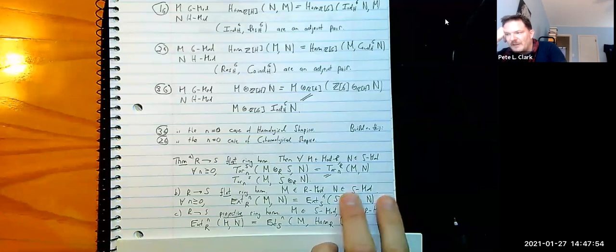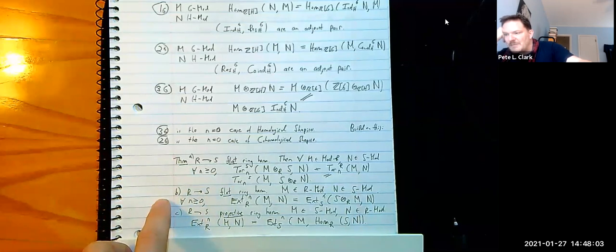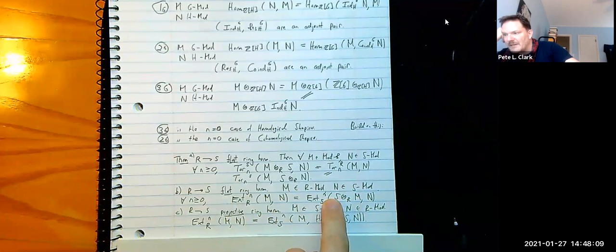And then the second part is an analogous version. So we have a flat ring homomorphism. Now M and N are both left modules. M is a left R module, N is a left S module. And now for all n greater than or equal to 0, we have this natural isomorphism for the Ext group in terms of the tensor product. So this one, to me, has got to give us homological Shapiro. It looks like it should be cohomological Shapiro because it involves the Ext, but on the other hand, it involves a tensor product, right?